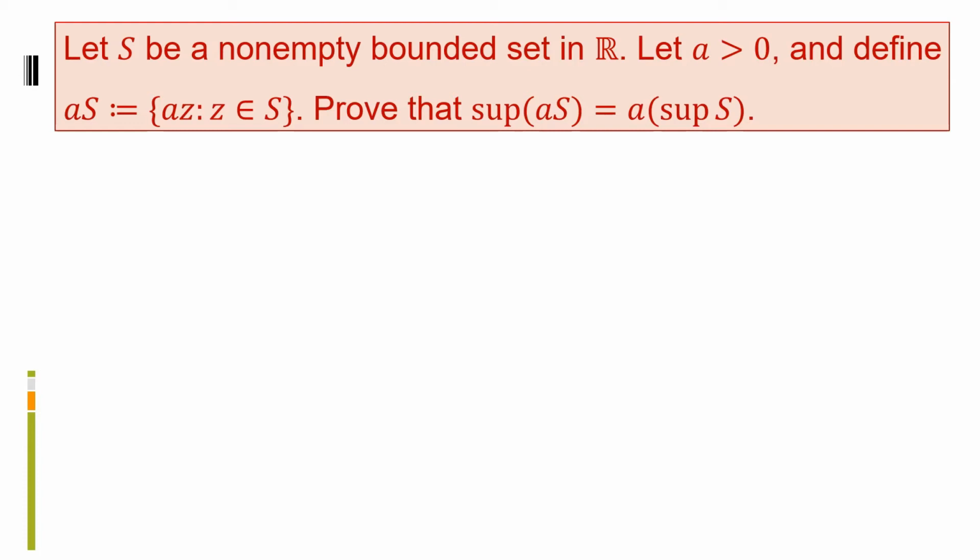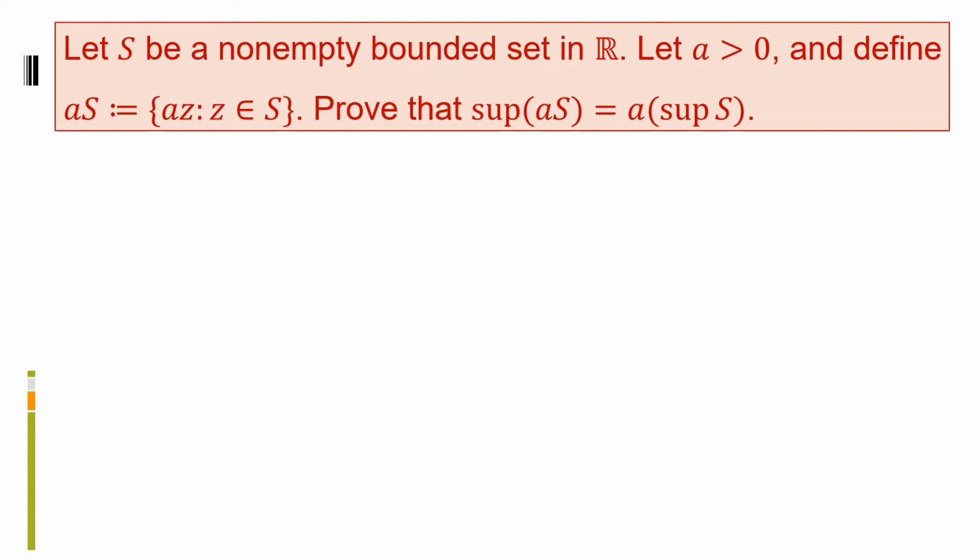Let S be a non-empty bounded set in the set of real numbers, and let A be greater than 0. And define AS to be the set of AZ, where Z is an element of S. Now let's prove that the supremum of AS is equal to A times the supremum of S.